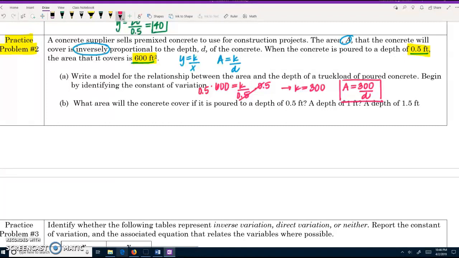So the depth when it's 0.5 feet, well, we just solved for that. So we know that was going to be 600. So that's not really an interesting question.